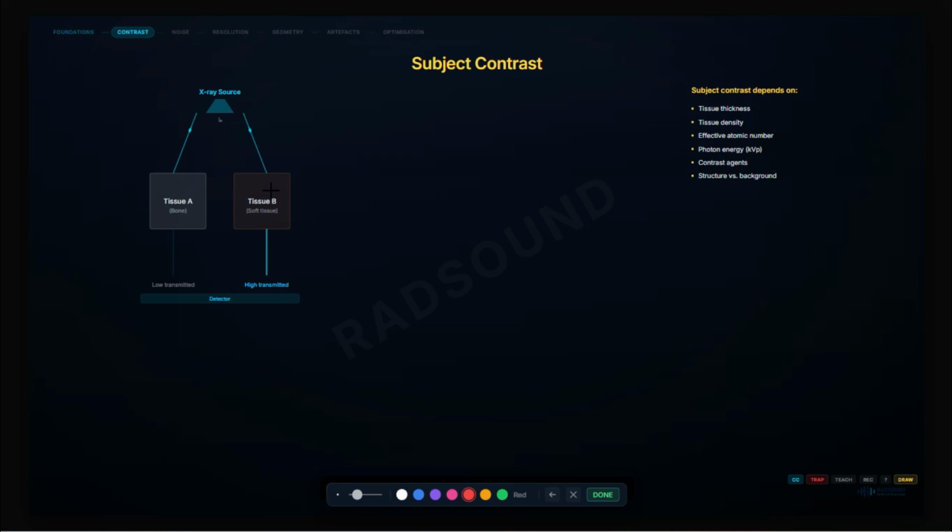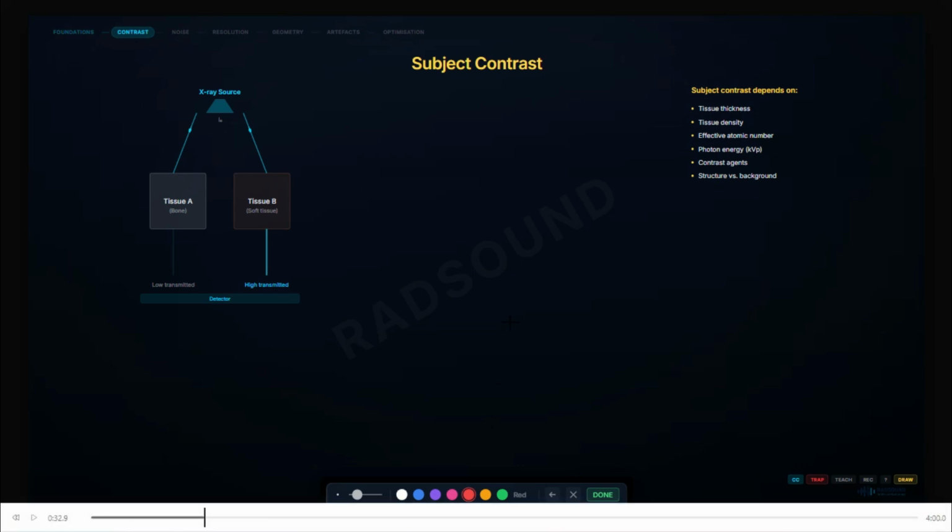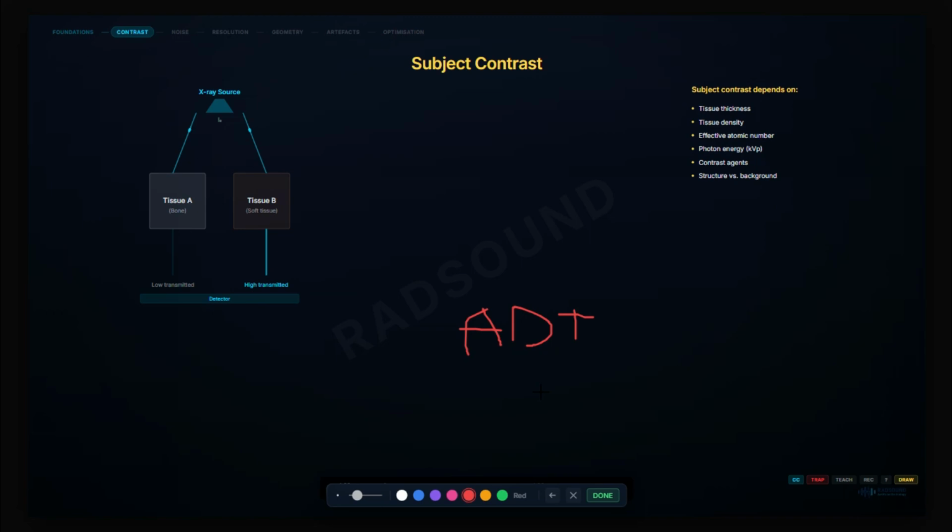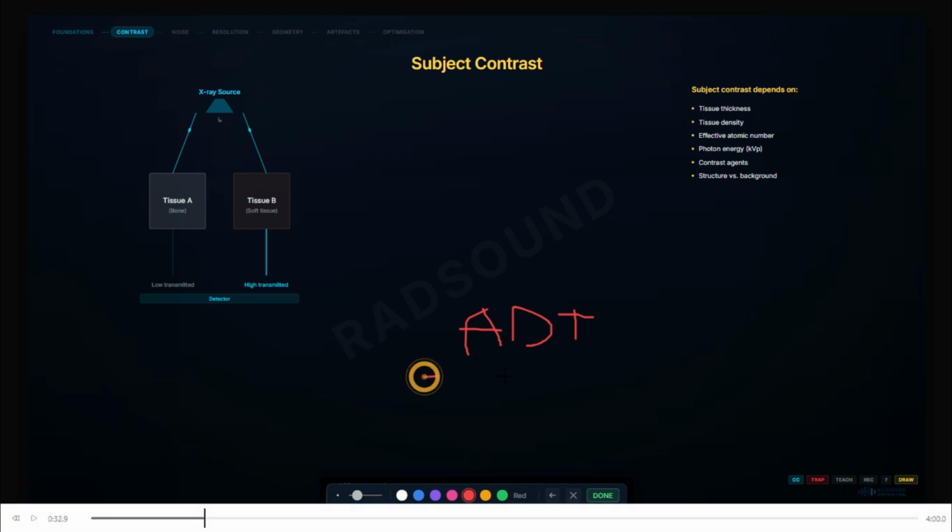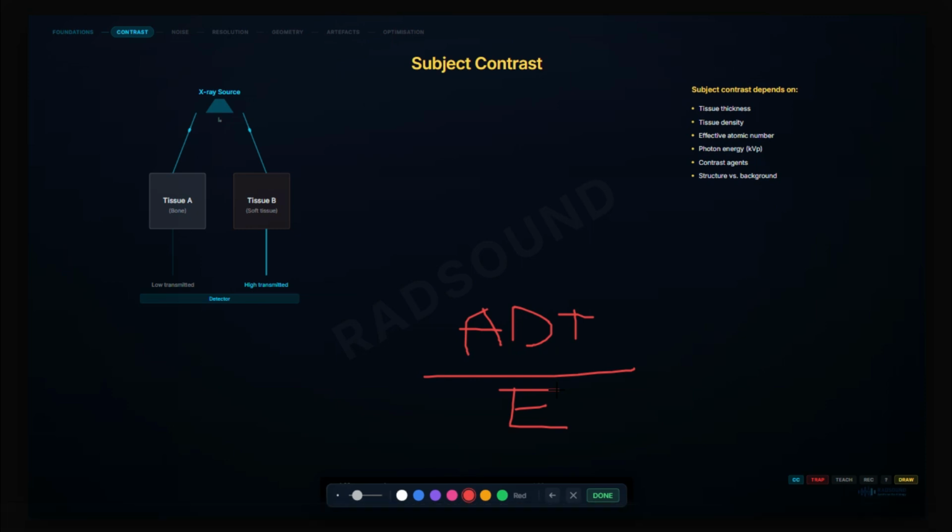And subject contrast depends on the following. As we mentioned before, we have atomic number, that is the effective atomic number, and electron density, also thickness of the material. An increase in each one of these three will lead to increased subject contrast. Energy, however, is in inverse relation to the subject contrast. So the higher the energy, the lower the subject contrast.